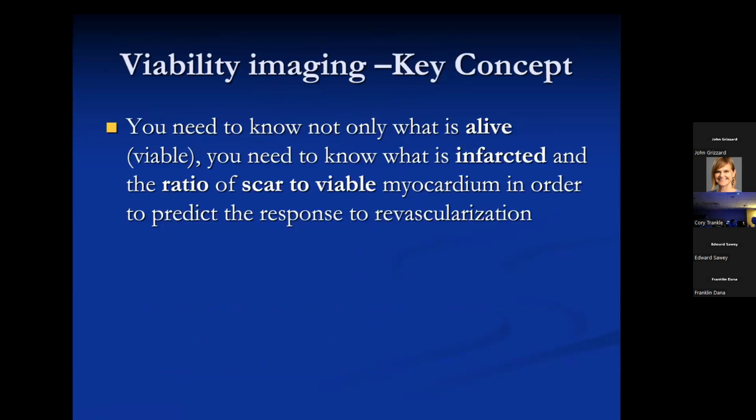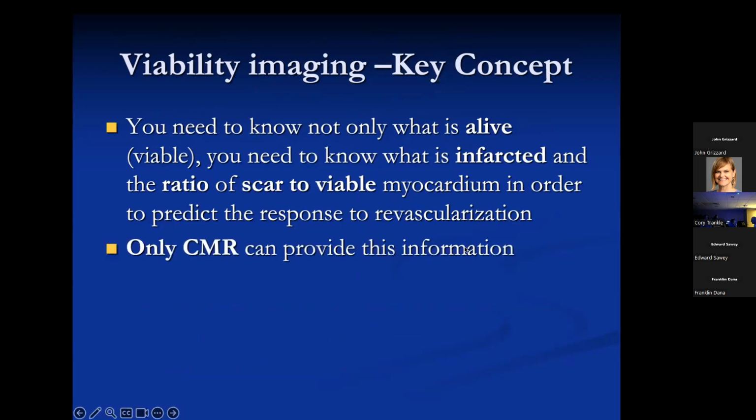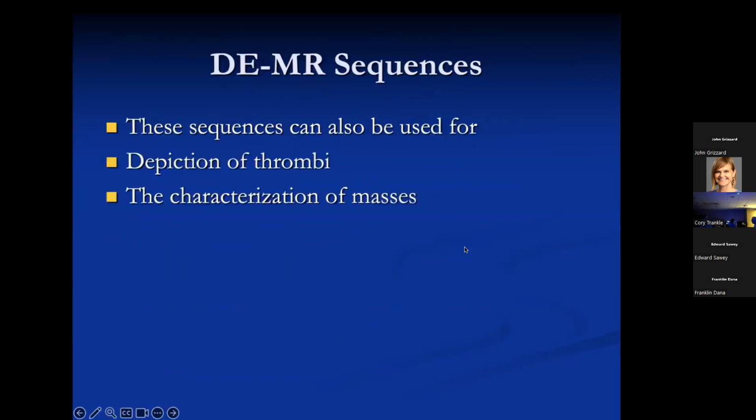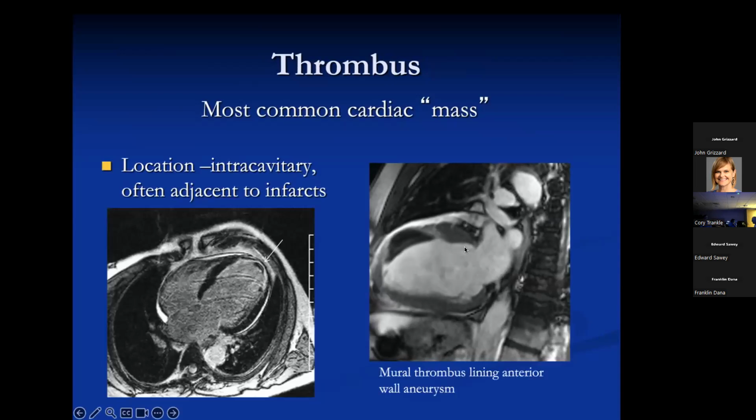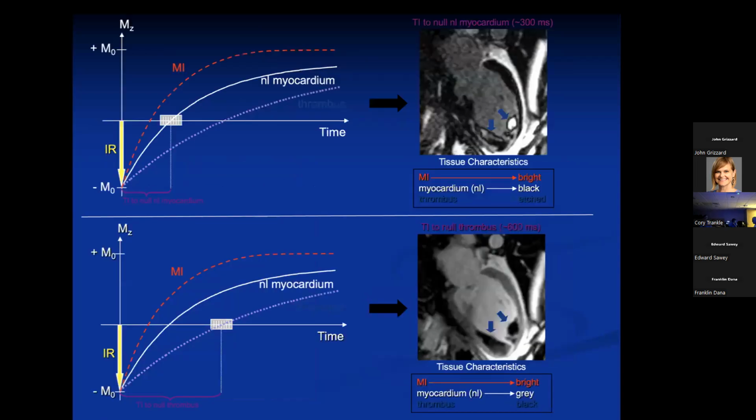With viability, you need to know not only what's alive, you need to know what's infarcted, and you need to know the ratio of scar to viable myocardium. And the only thing that can do that is CMR. And we can also use these to depict thrombi and characterize masses. I'm sorry, we're going to have to close this out. Maybe we can talk about some of these other things.